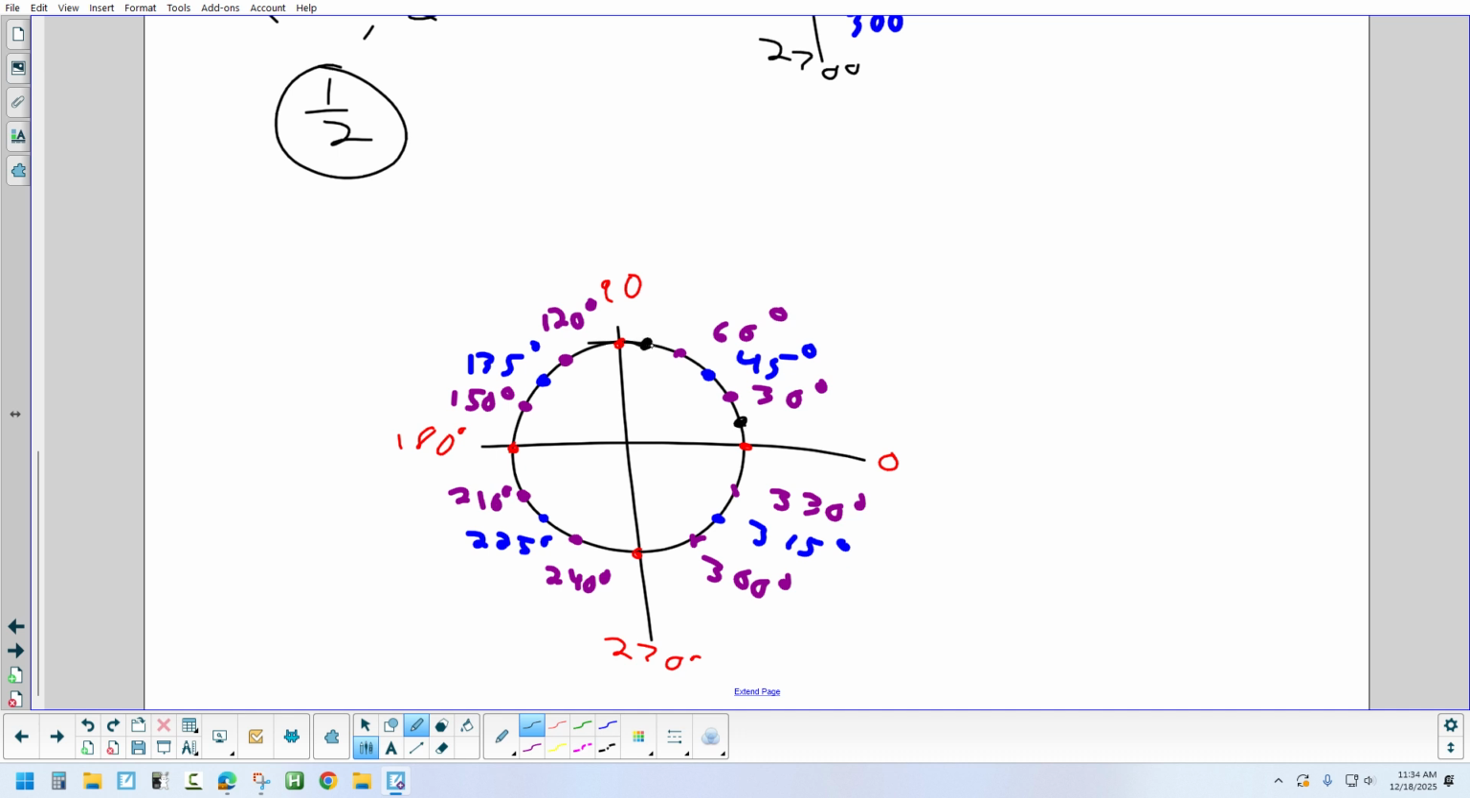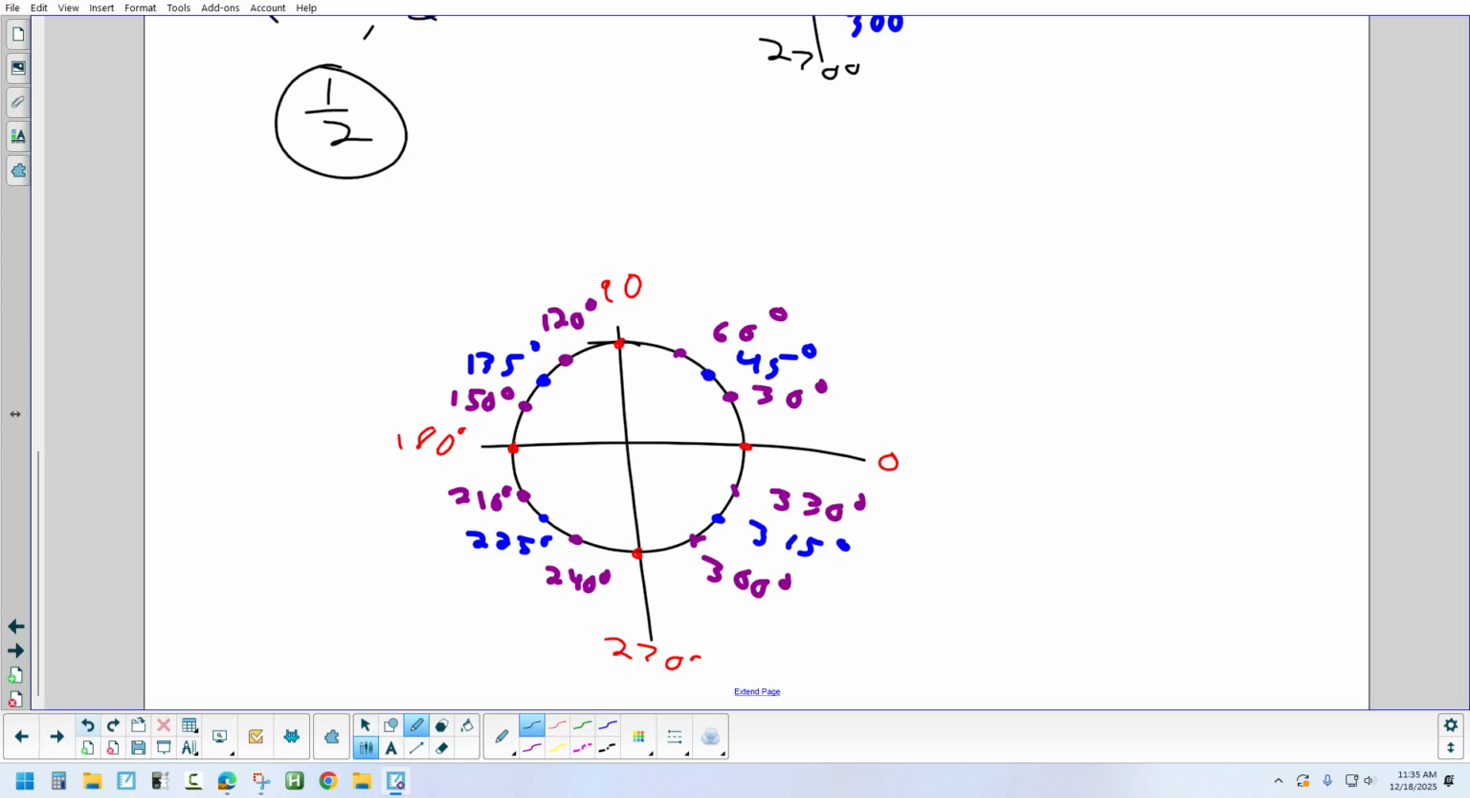Anybody know what those 2 ones in black would be? Yep. 15. They'd be 15s. Okay, we are going to talk about the 15s, but not for a while. So for now, just the 30s, 45s, and 60s. Any questions on that?